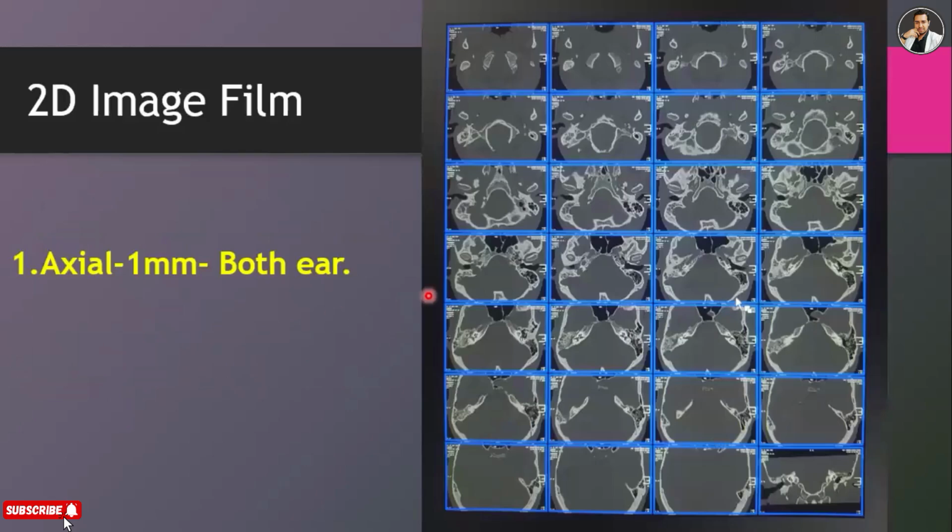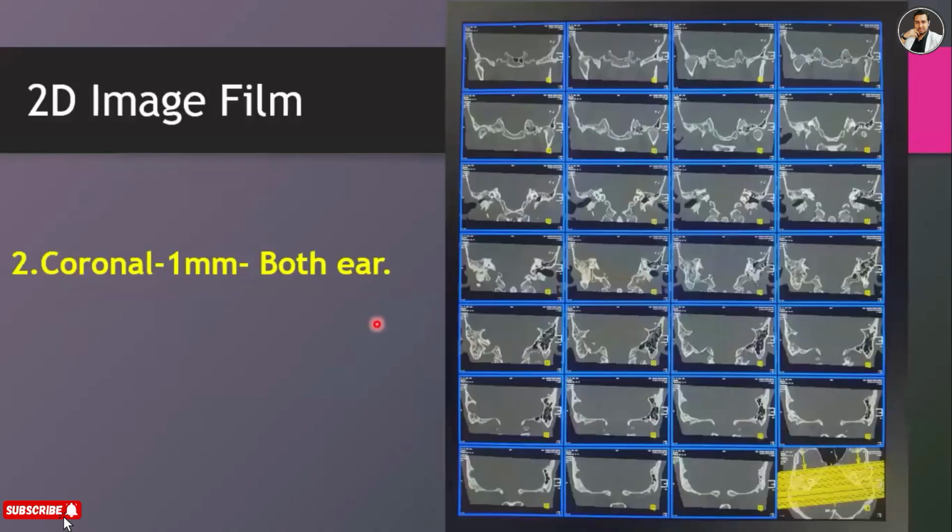Now we will make the films. This is the first film of both ears. We will show two ears with an axial 1 mm. This is both ears, axial 1 mm. And the next image is coronal 1 mm, both ears. We will make the coronal image from the first reconstruction.